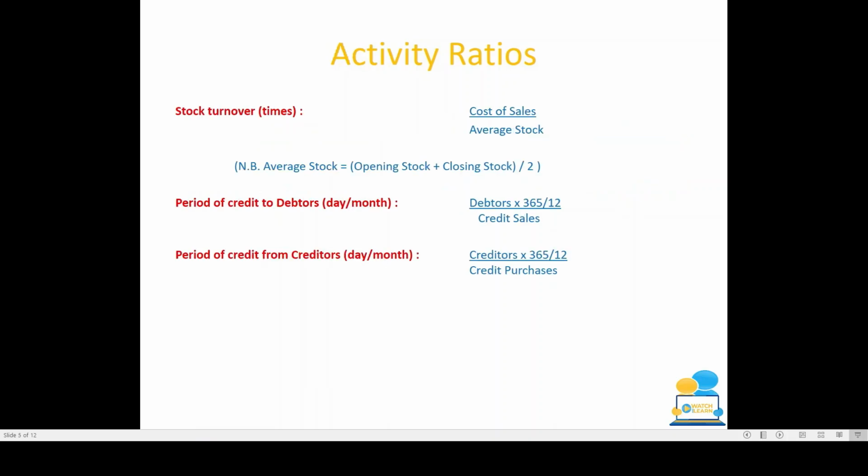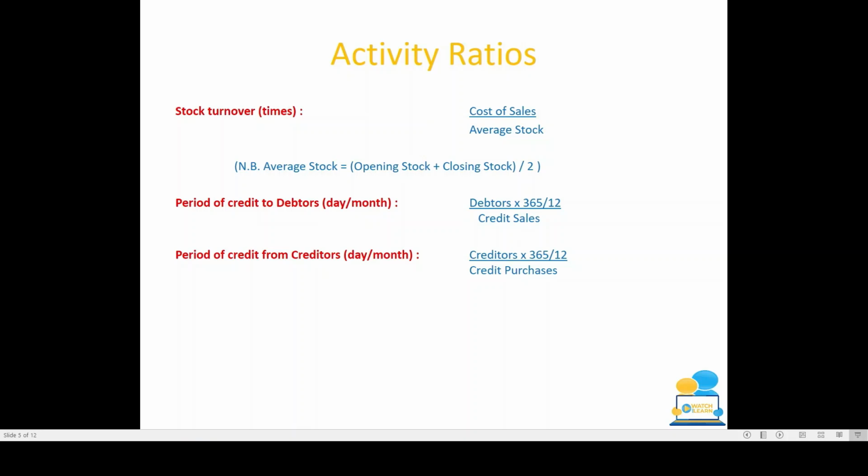And again, that's just current assets, but this time we take away closing stock and compare that to current liabilities. Next, we're going to have a look at our activity ratios. So here, the first one is stock turnover, which is just our cost of sales divided by our average stock. And to work out average stock, we just get our opening stock and closing stock, add those together and divide by 2. That will give us average stock.